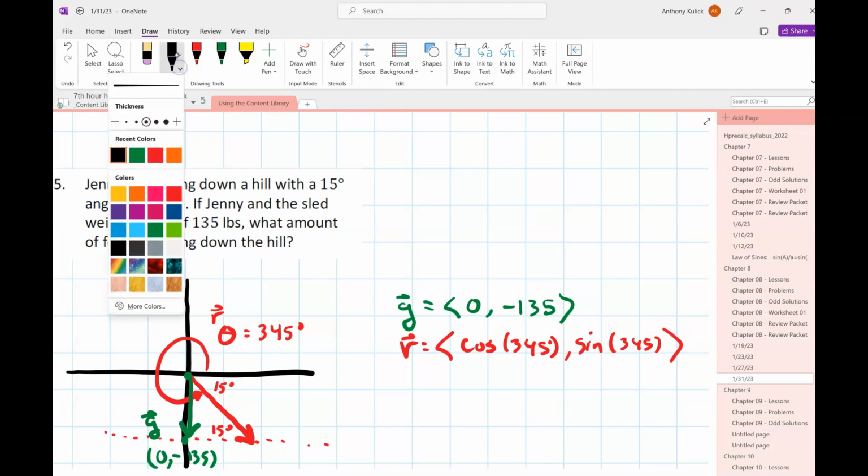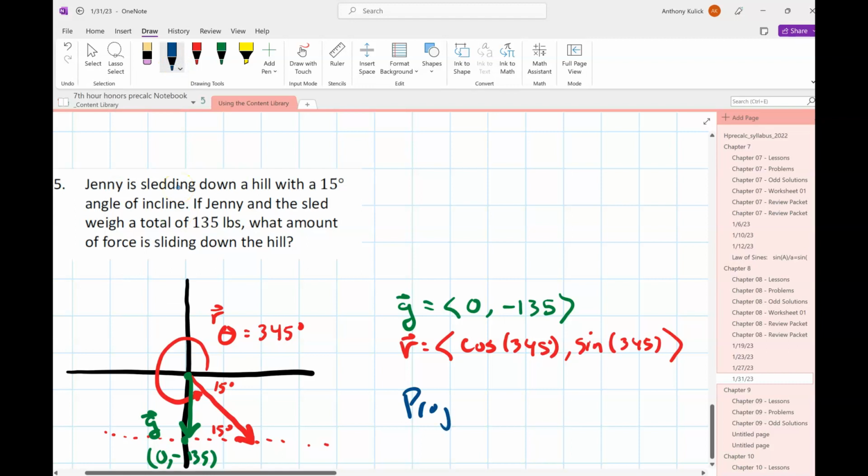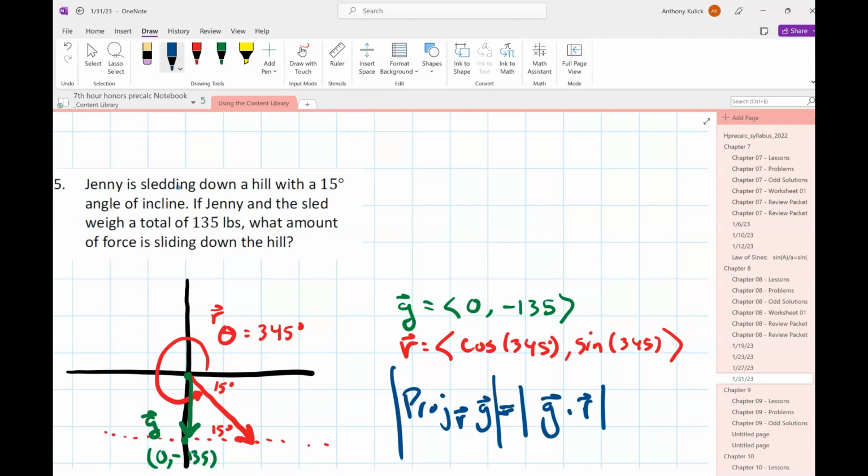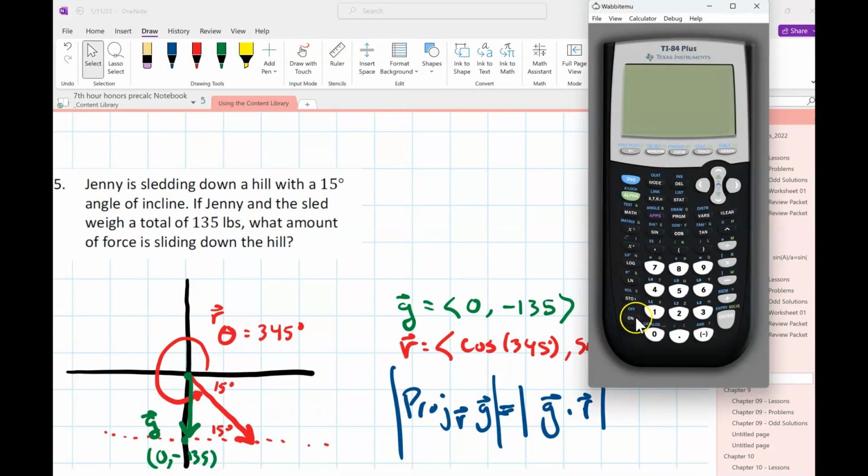So if I have all that, I just want to project the gravity onto the ramp. And since the ramp is a unit vector, I just get that. Or if I type it into my calculator, 0 times cosine 345 is 0, plus negative 135 times sine 345, which is 34.9 pounds.